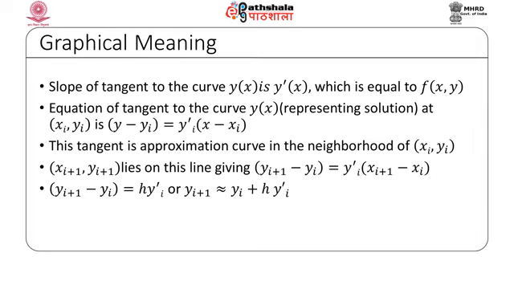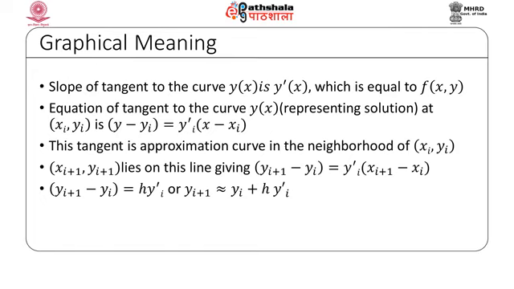If we draw the tangent, the straight line tangent to the curve y equal to y(x) at the point (xi, yi), the equation of the tangent will be given by y minus yi equal to m, the slope of the tangent, which is yi dash, into x minus xi. So it is the equation of a straight line passing through (xi, yi) having slope yi dash.